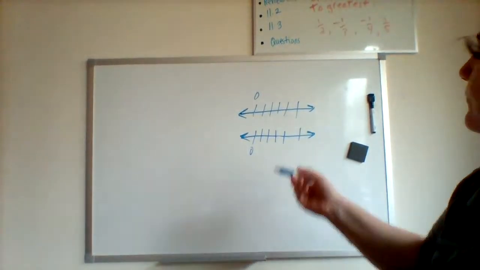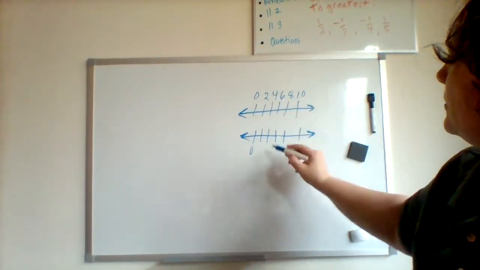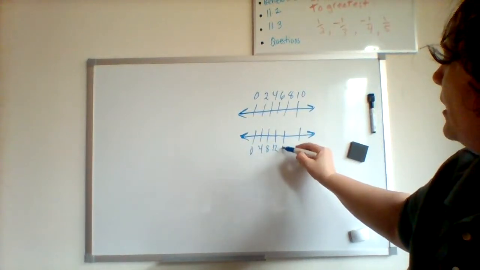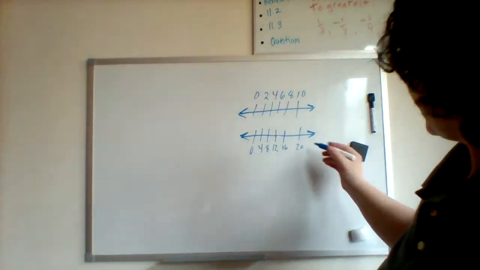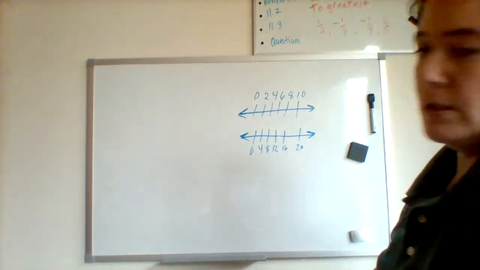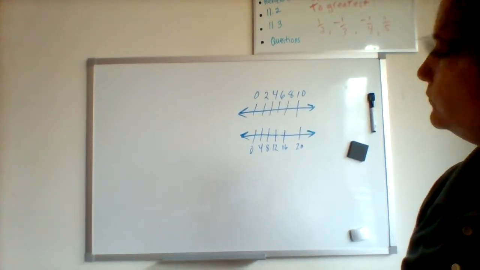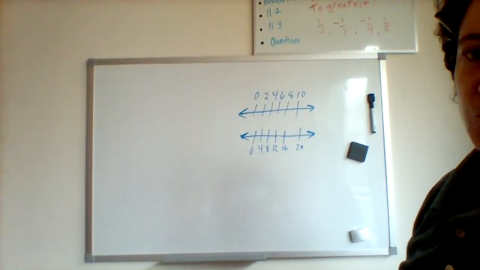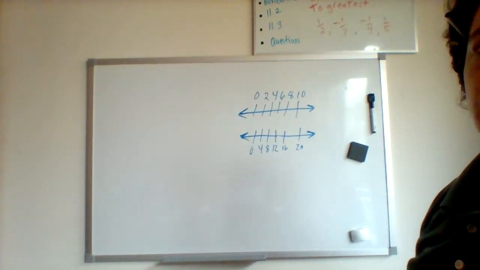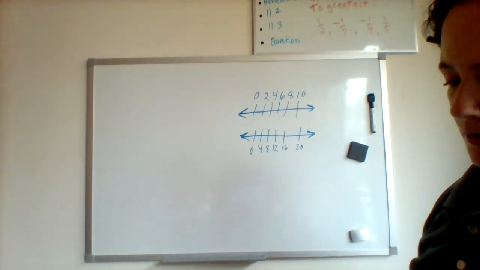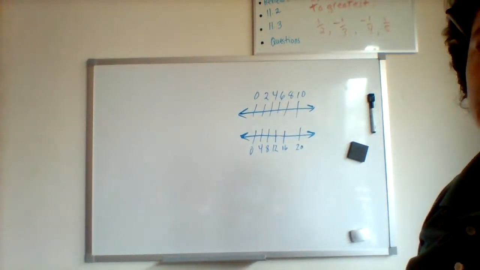All right, hurry up, Jordan. 2, 4, 6, 8, 10, 4, 8, 12, 16, 20. What am I missing, guys? I left something important out. The page. Lesson 9, practice problems. What did I leave out from my double number line?